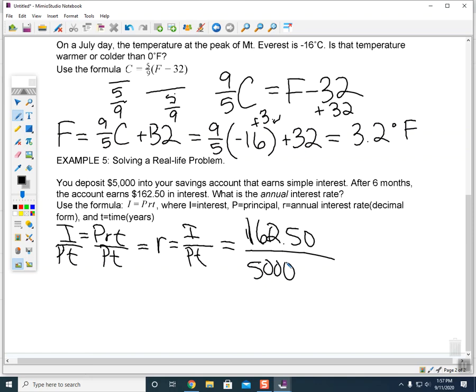What's my time? How many years has this been in my savings account? 6 months, which is what in years? Half a year. So I'm going to times it by 1/2. Why don't you do 1.5? That's 1 and a half. I just need 1/2. Okay, now we just do it. 5,000 times 1/2 is 2,500.